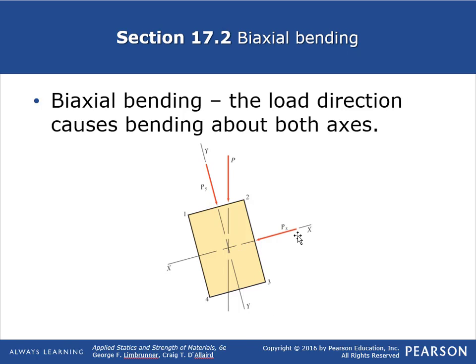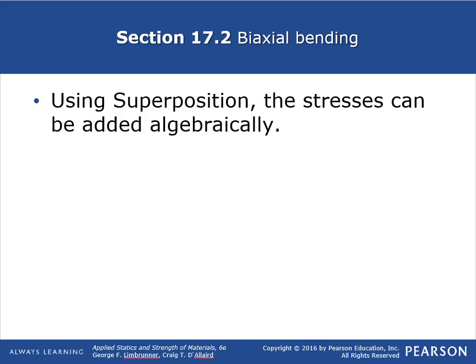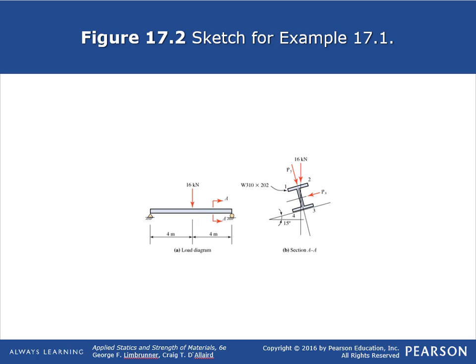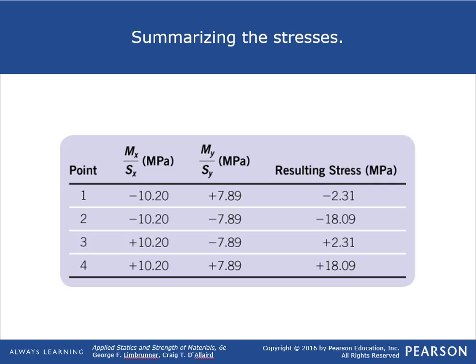Using superposition, the stresses can be added algebraically. How do we do that? We're going to go over this example in the problems here. That's going to summarize our stresses. We're going to get Mx over the section modulus Sx at one point, and we're going to get My over Sy in the other direction, and then we're going to add those stresses together, making sure we get the signs properly, but we'll cover that.